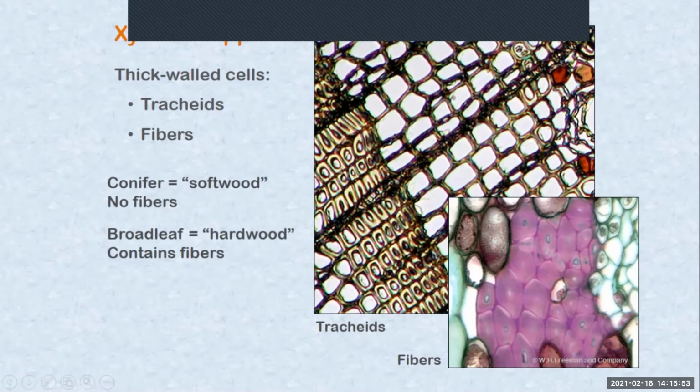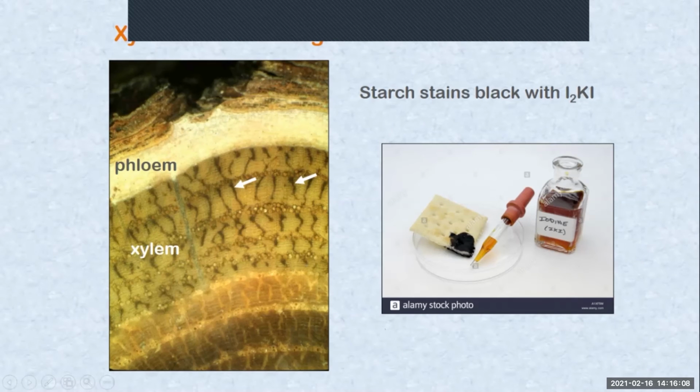A conifer is considered a softwood because there are no fibers in conifers. Broadleaf trees are considered hardwoods because they contain fibers. So just a little note there. I'm going to keep moving here because we've got a little more to cover.